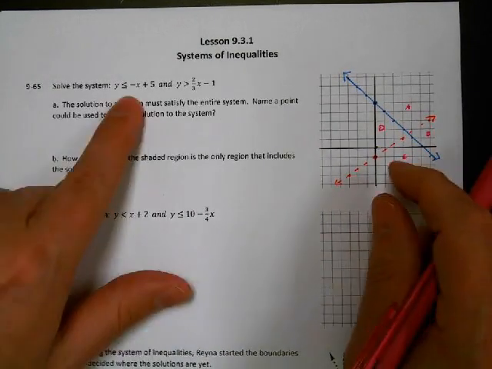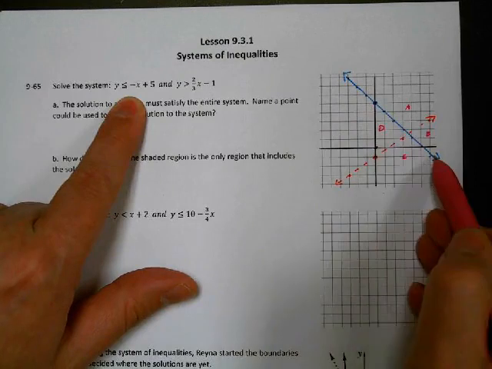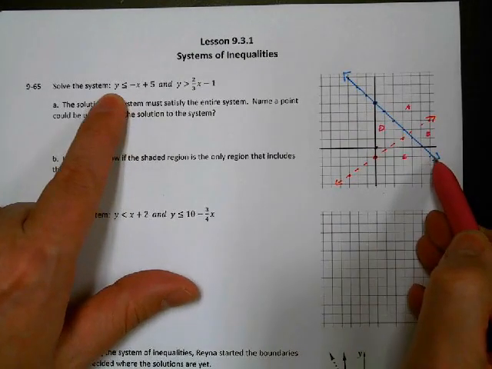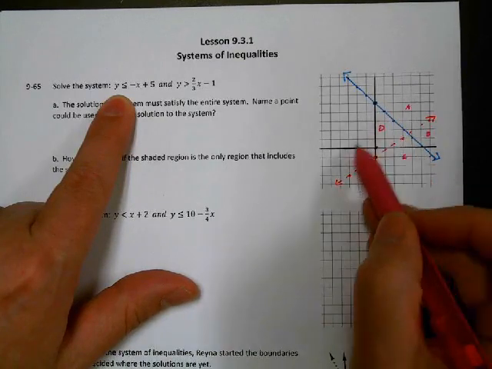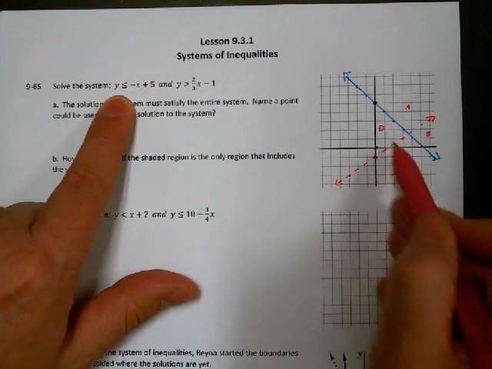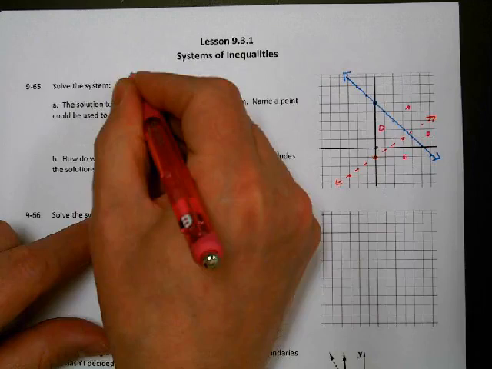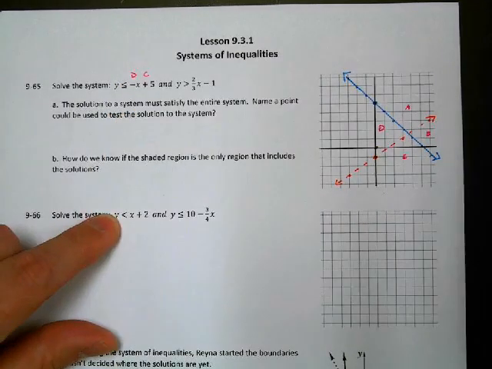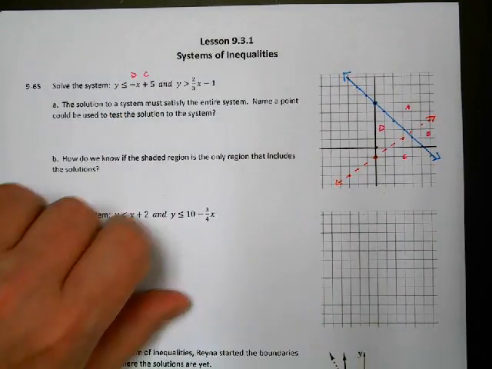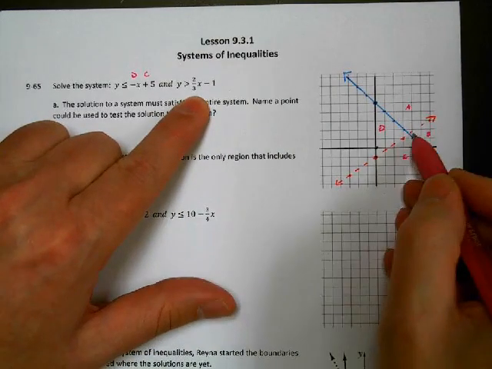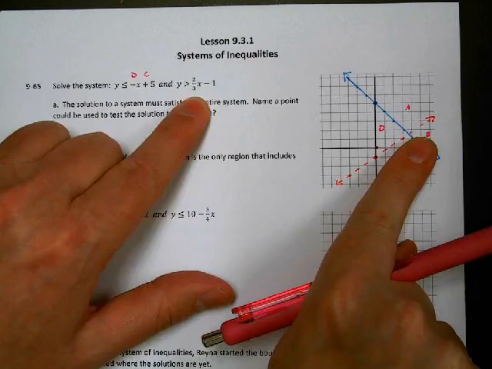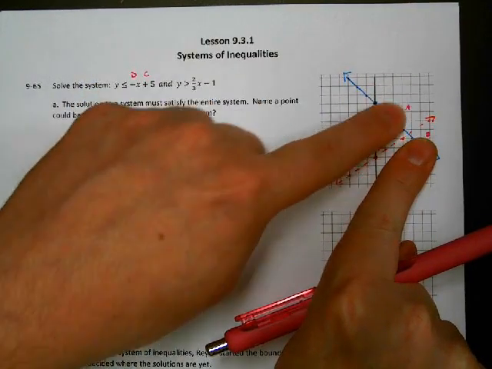Well, let's look at our first one. That was the blue one right here. This one says y is less than. So which two regions are less than? Well, down here, there's where we would have shaded D and C. So D works for that region, and C works for that one. Let's go to the next one, the red one. This one says y is greater than. Well, which two regions are greater than? These two up here are greater than.